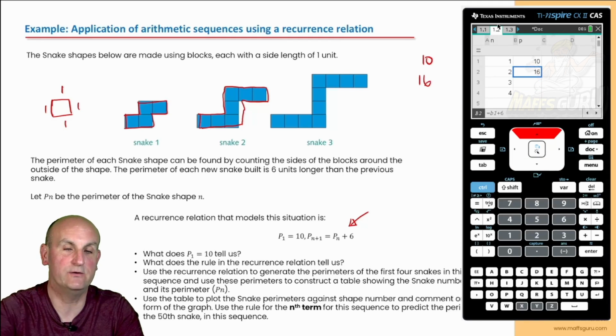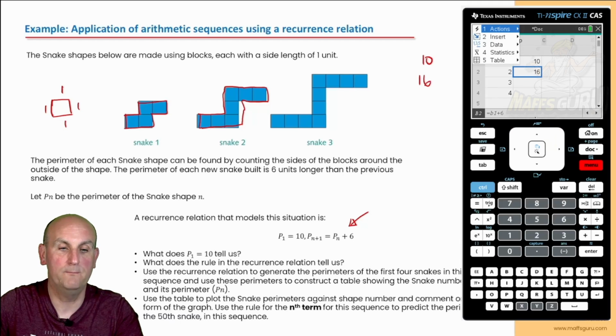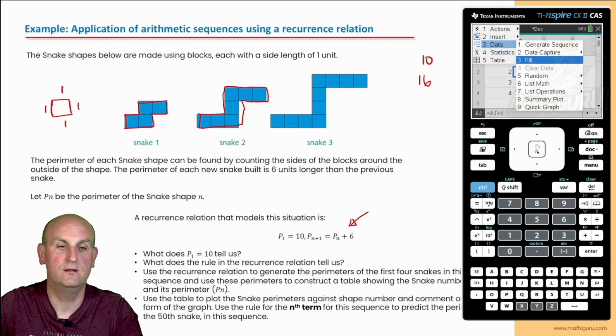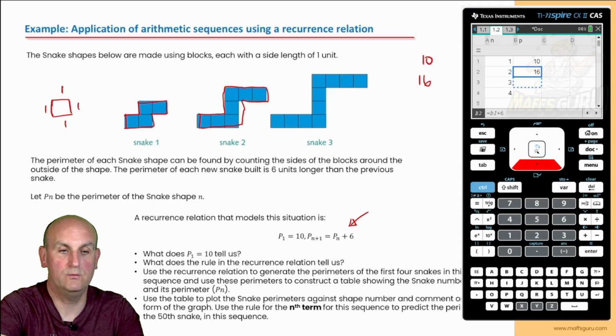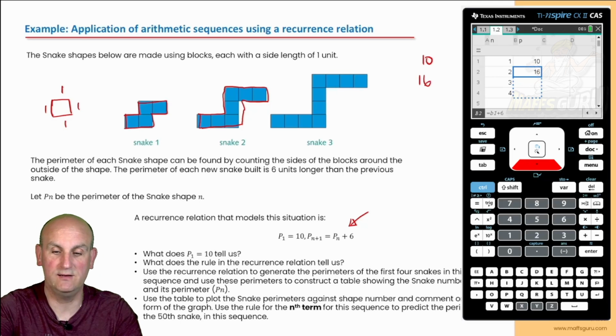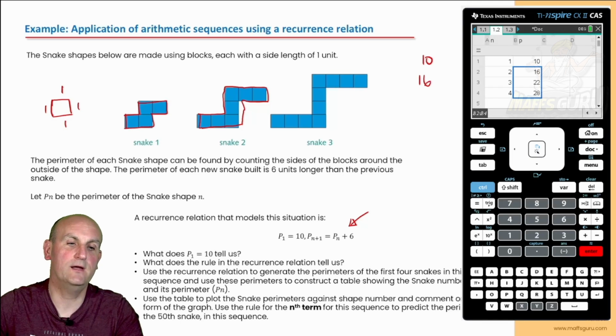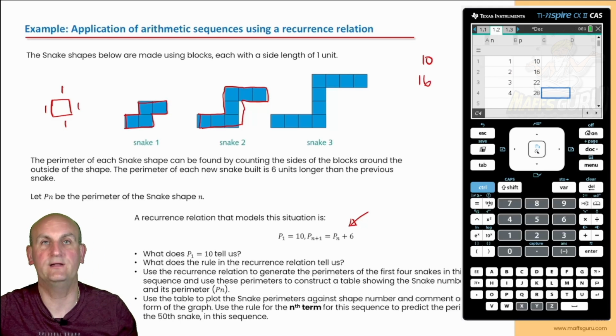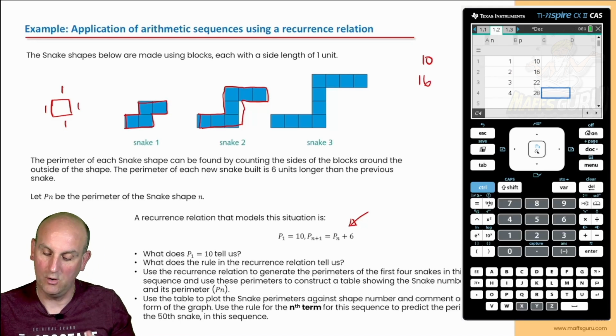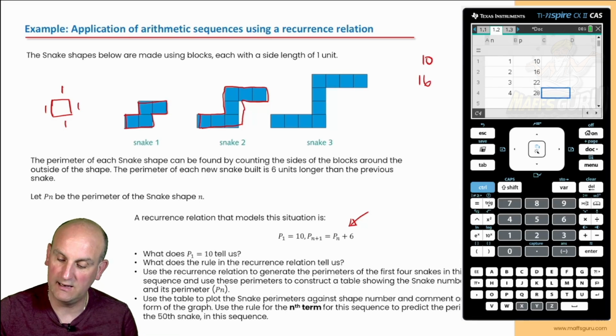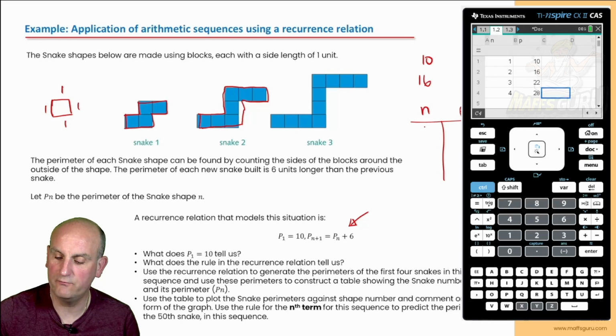Now I could keep just adding on 6 in my head, but I'm going to go Menu, Data, Fill, and I'm going to go down. So you see those dotted lines go down. I hit Enter. And there we go, there are the first 4 things. Now, obviously, you would then write these down on your piece of paper. So what would I do there? I'd have N, and I'd have P. I'd have 1, 2, 3, 4, and I'd have 10, 16, 22, and 28.